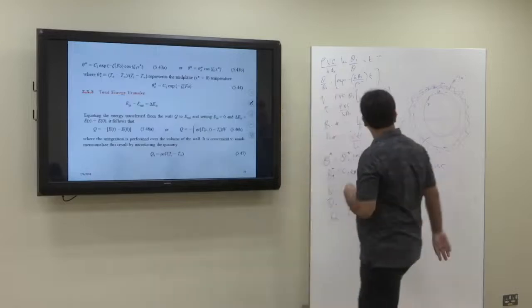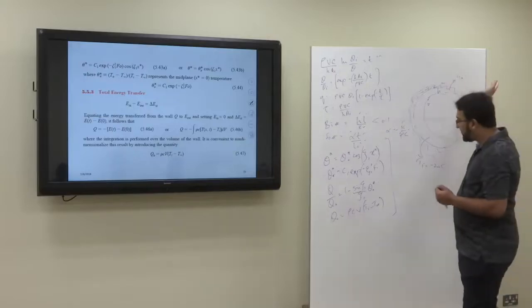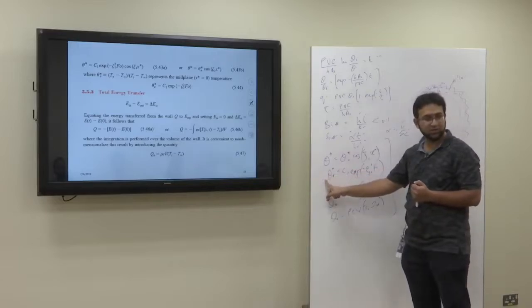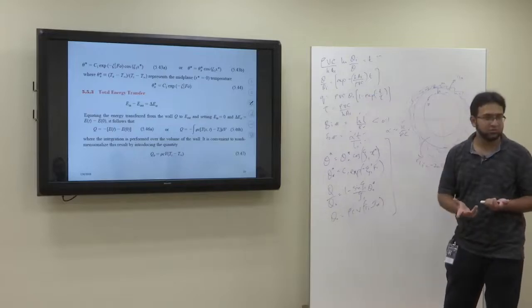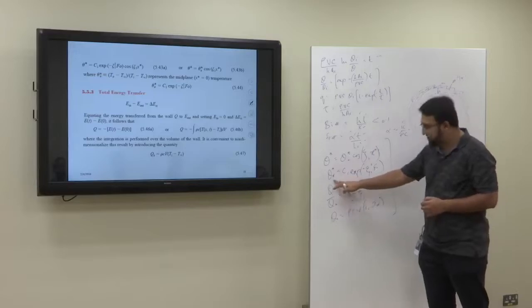Now what do we need? We need to find T naught, right? We need to find temperature T naught. So that means if we want to find T naught, it's like finding theta naught star. So by this theta naught star we can find what is T naught, right? Okay, so let's find theta naught star.